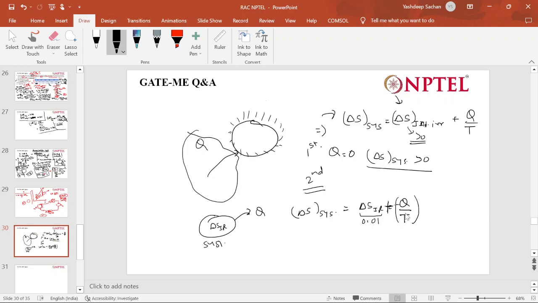Let's suppose this is our body at constant temperature, a thermal reservoir. Taking some heat out will not change the temperature of that body, right? So some heat goes out, but we adjust it so that Q by T is minus 0.01. So the net delta S of the system would be 0. So this process is also isentropic. Correct or not?